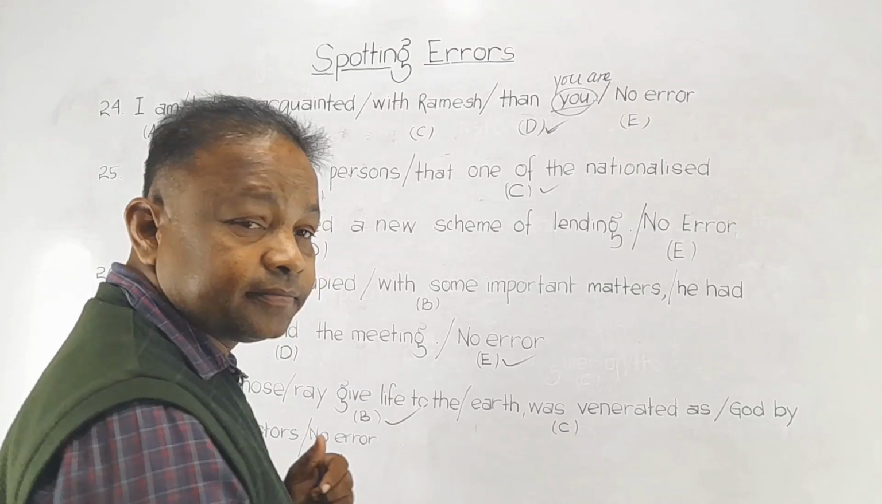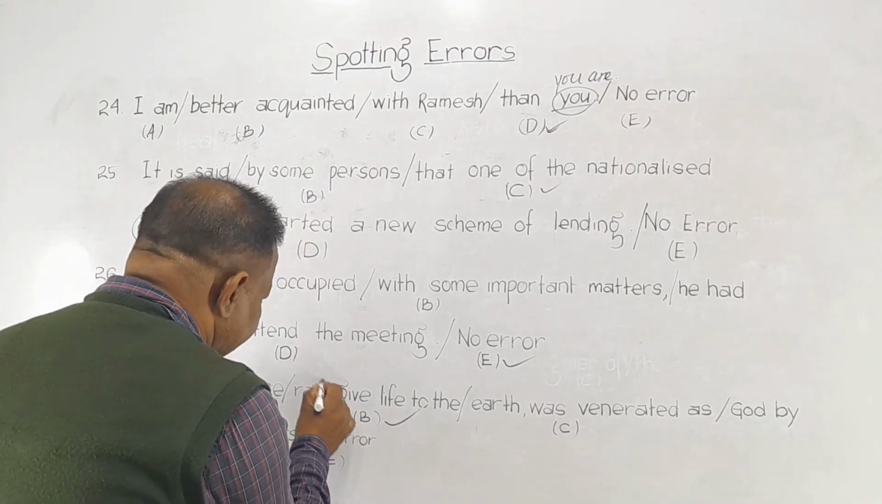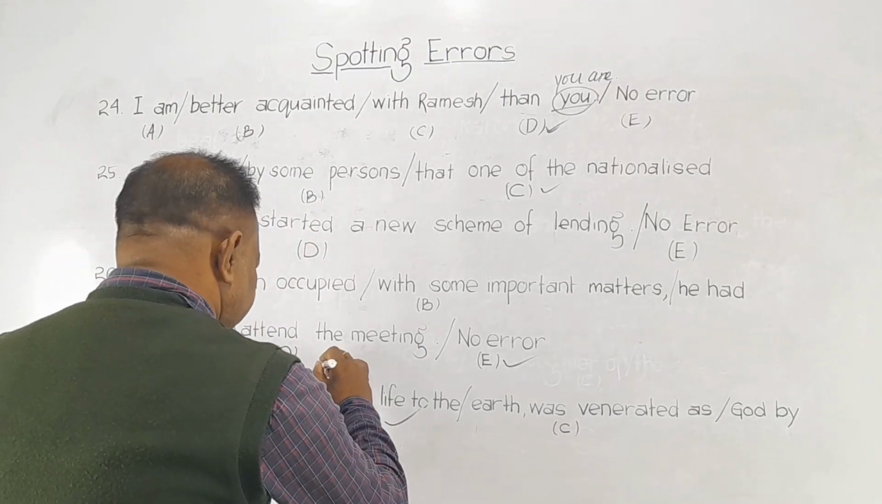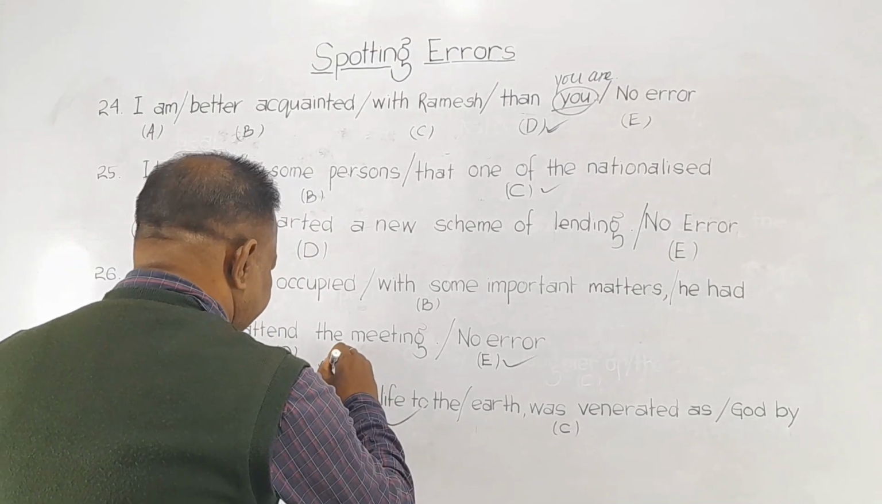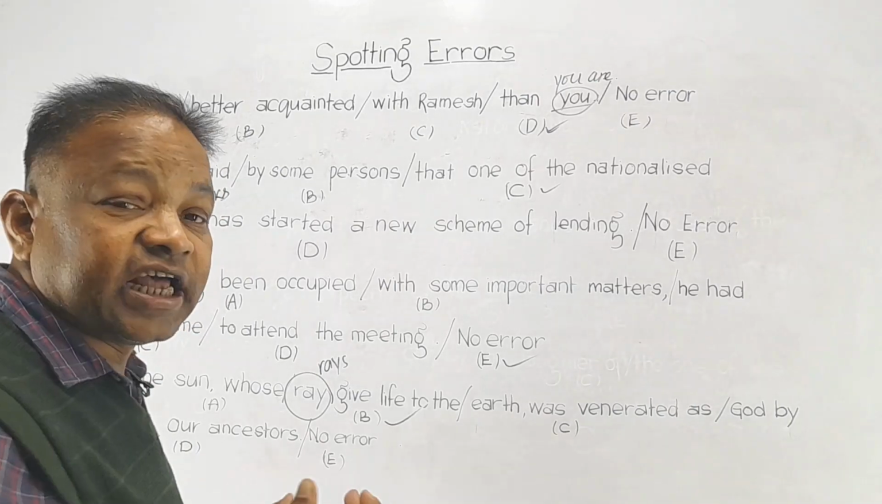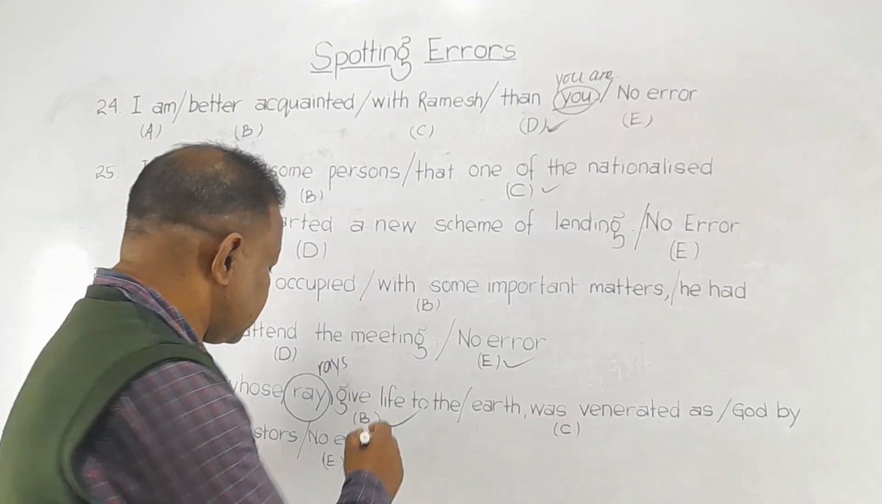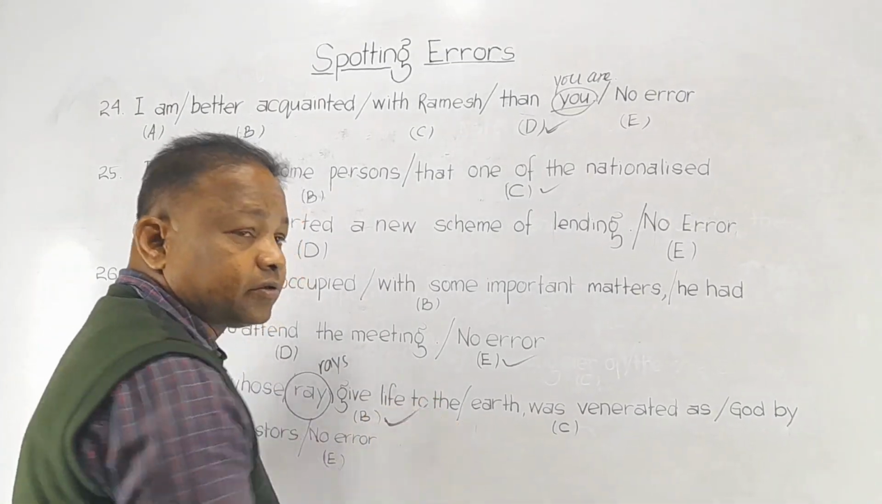Okay, where is the error? You should not write this one in the singular form. You need to write rays. The sun whose rays give life to the earth was venerated as God by our ancestors. Okay, answer is in part B.